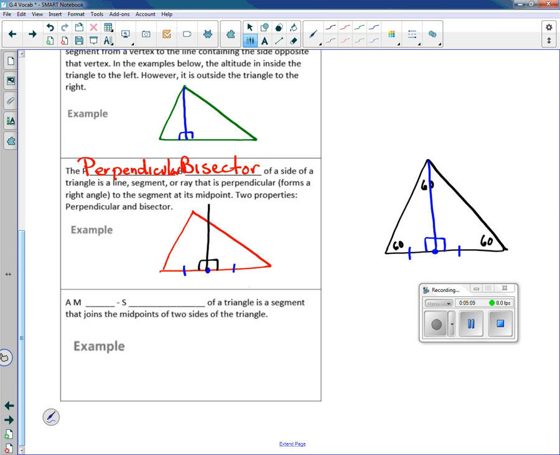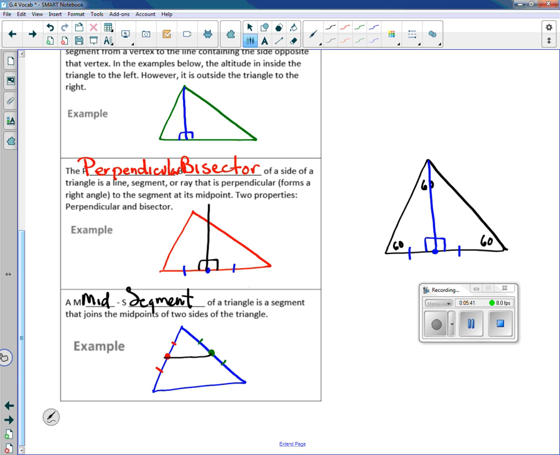A blank dash blank of a triangle is a segment that joins the midpoints of two sides of the triangle. Let's see if we can draw that. So here's a triangle, and it connects two midpoints. So let's draw a midpoint there. Let's draw a midpoint there. And this segment connects the two midpoints. That's called a mid-segment.